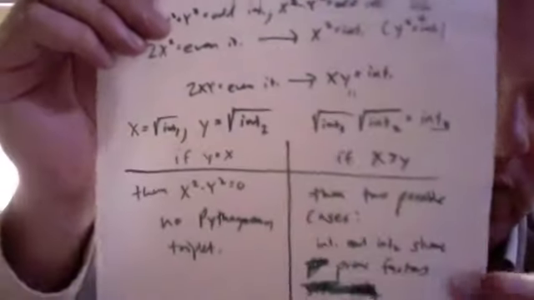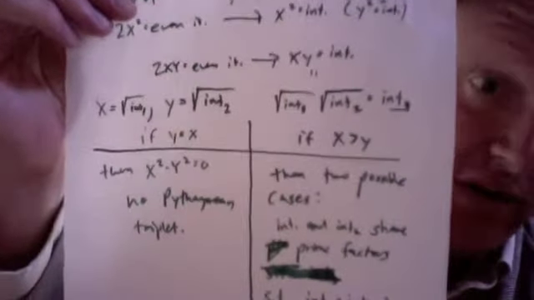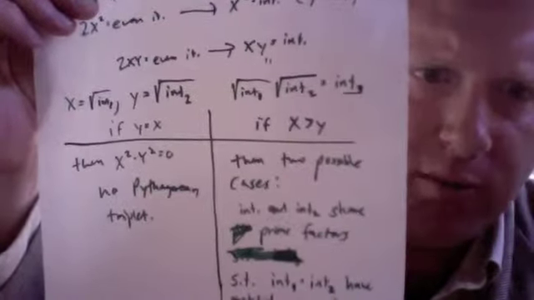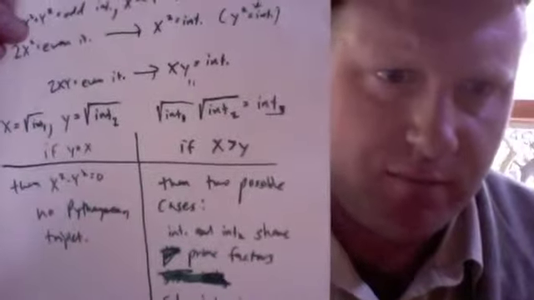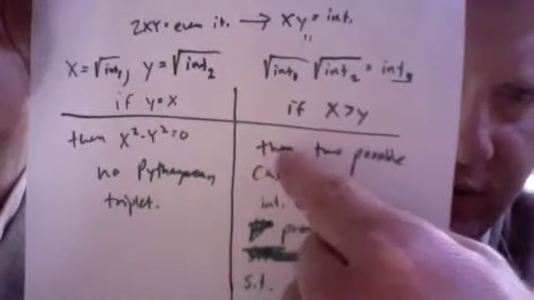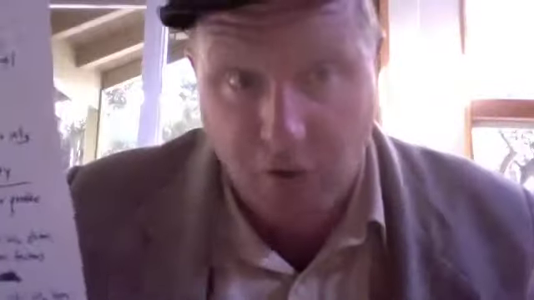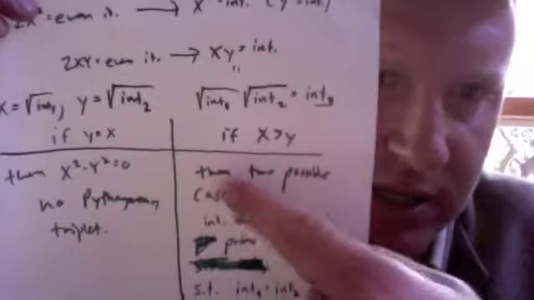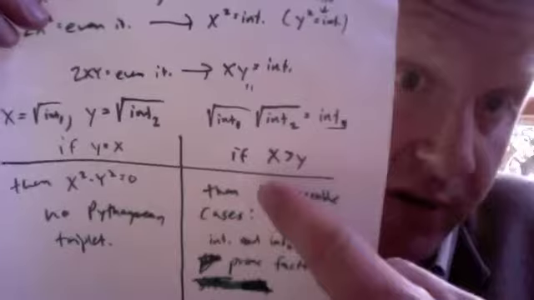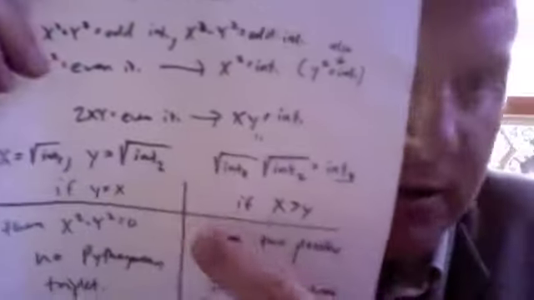Now let's consider different cases. If x squared minus y squared is equal to 0, in other words, if y equals x, then no Pythagorean triplet, no problem. We're not going to worry about it too much, because that's just not a case we're going to consider. That just means a side of 0, and it means no triangle, and I'm not going to waste my time with that. Then two possible cases.